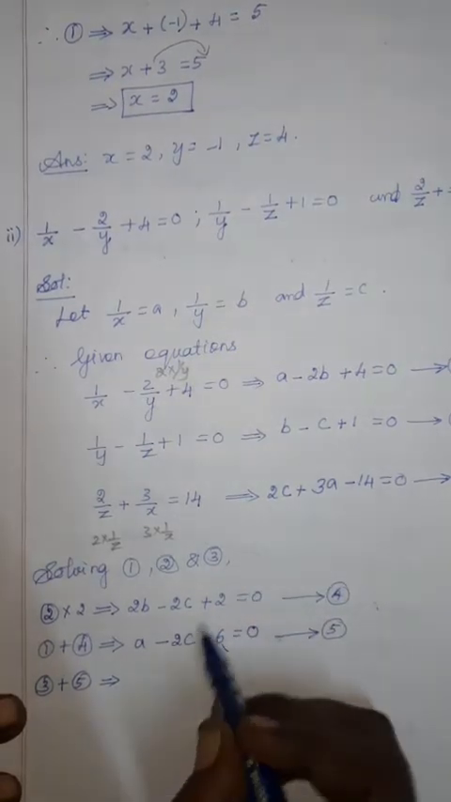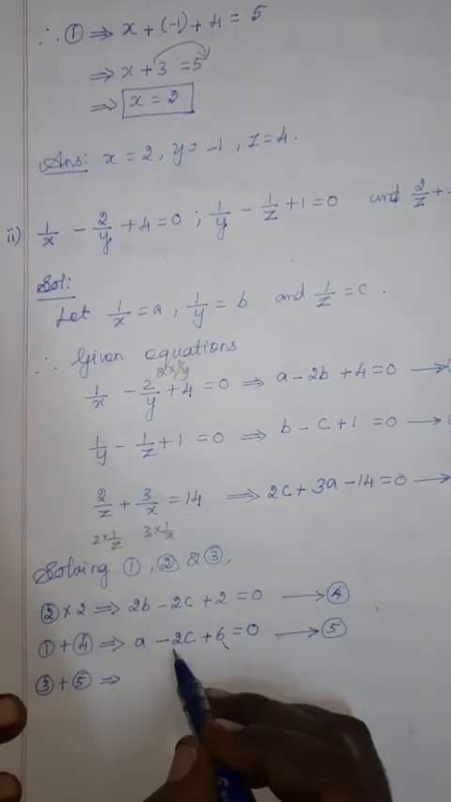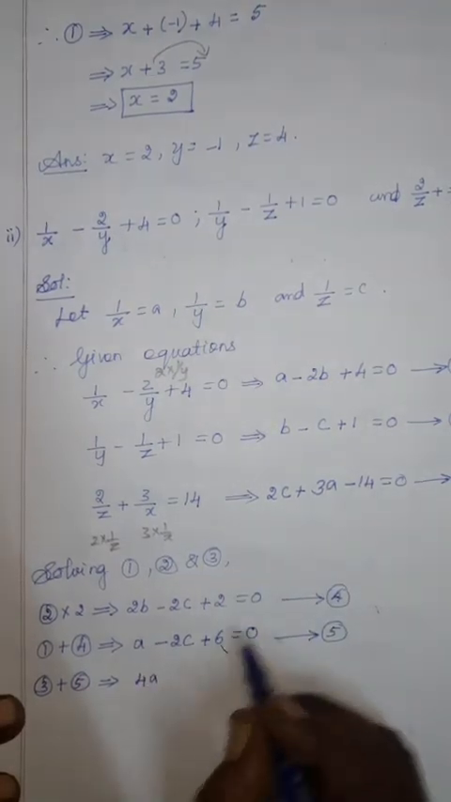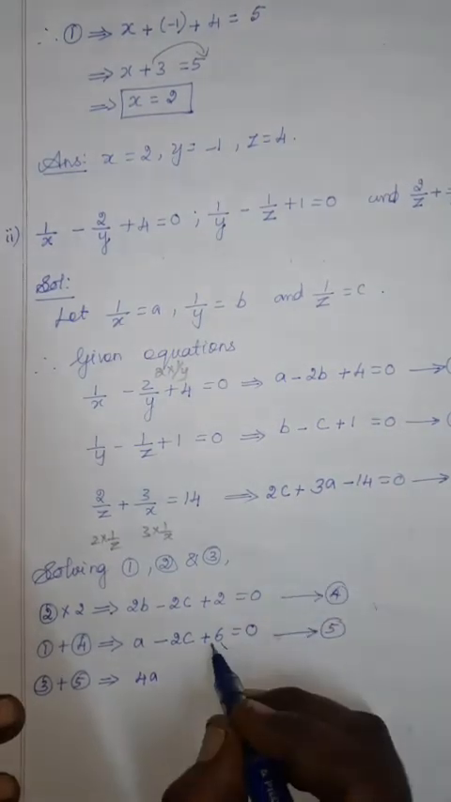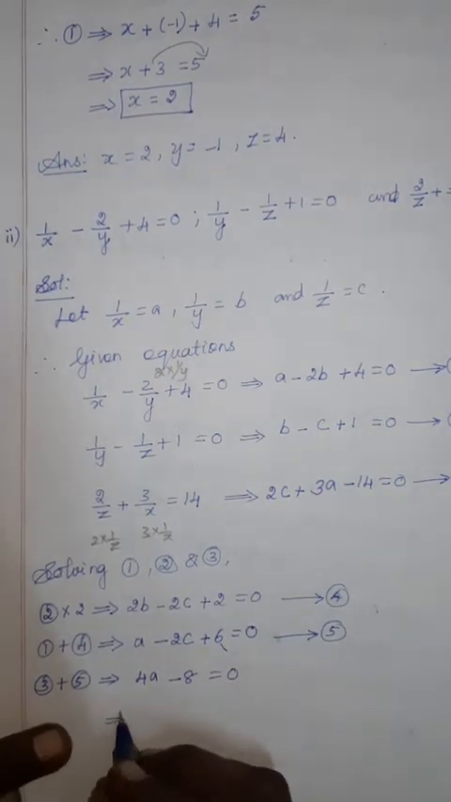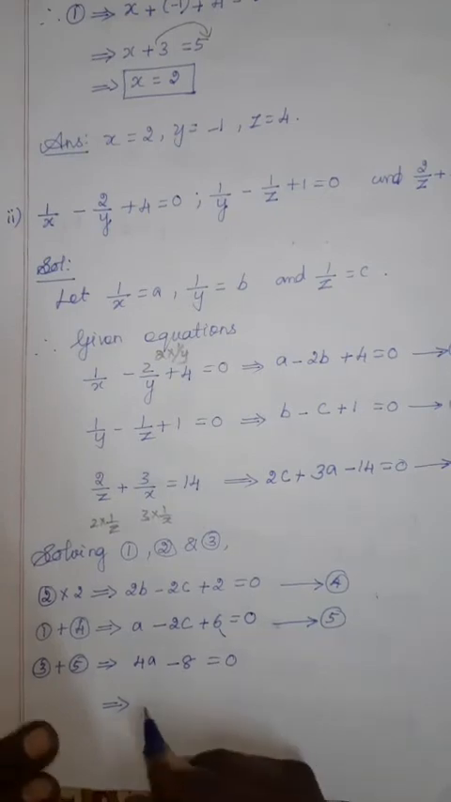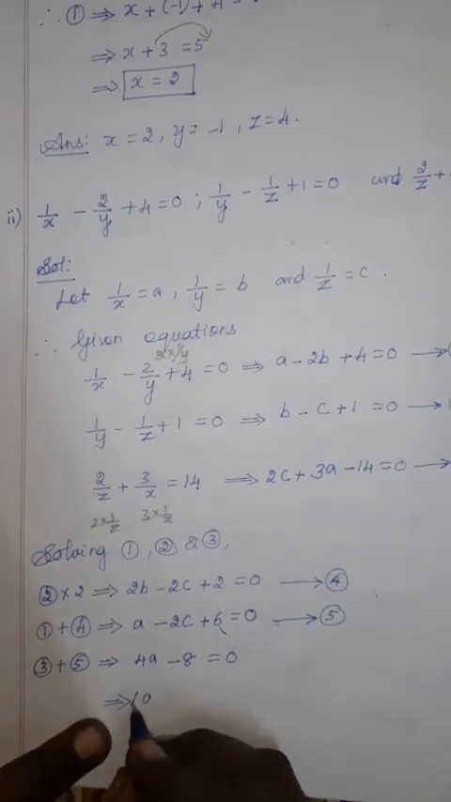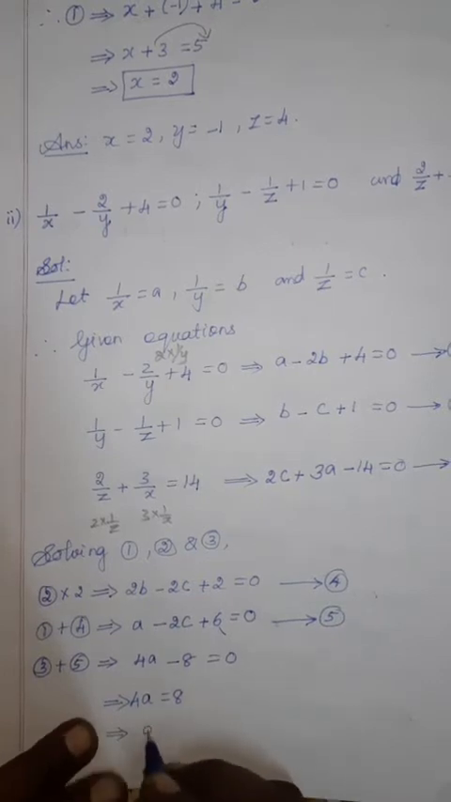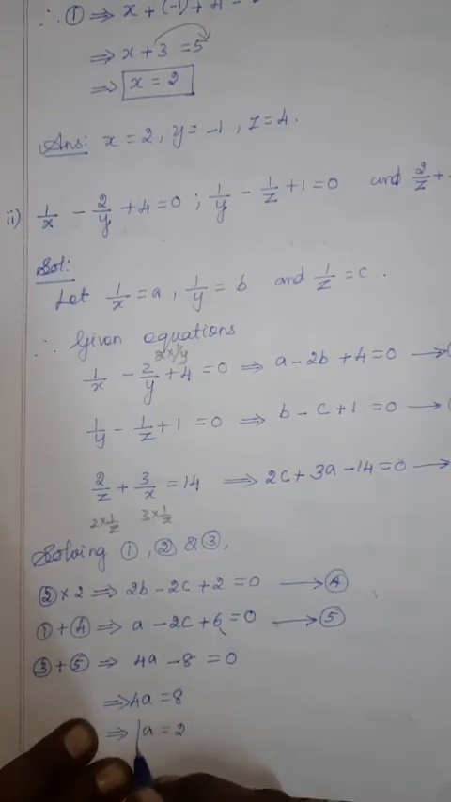The c term is eliminated, 2c minus 2c is cancelled. 3a plus a is 4a. Minus 14 plus 6 is minus 8 equal to 0. From that we can find the a value. 4a is equal to 8, which implies what is the a value? It is 2.